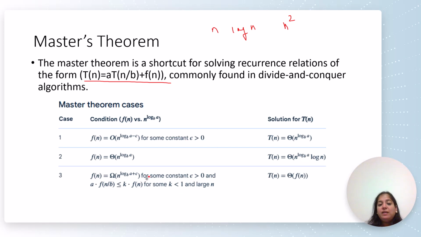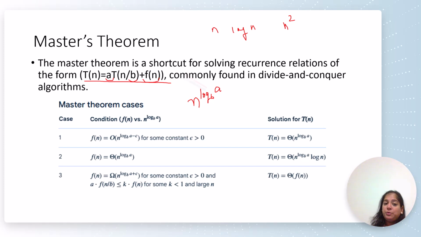So to solve it using the master theorem, we need to evaluate n raised to the power log a base b. Once you evaluate n raised to the power log a base b, where the value of a is found from here and the value of b is found from here, we compare it with this given function f(n).